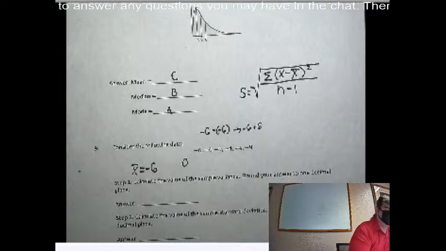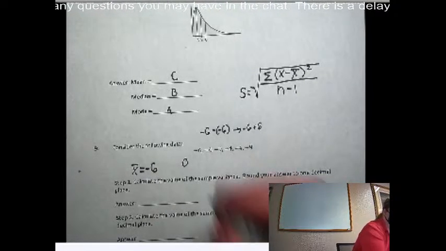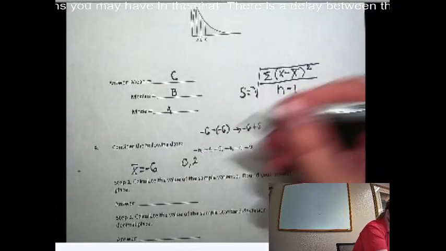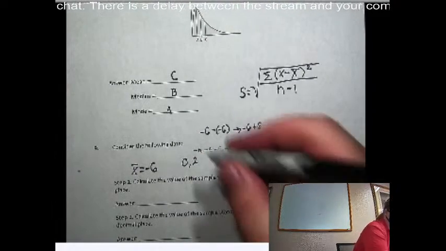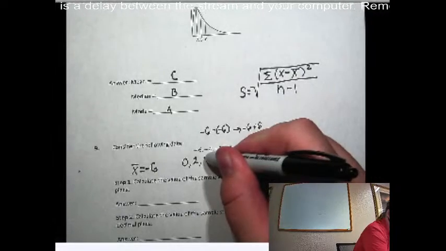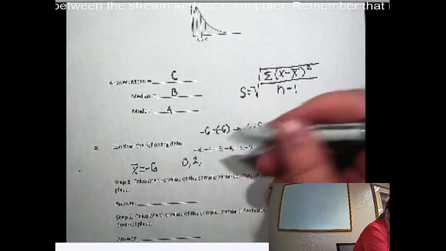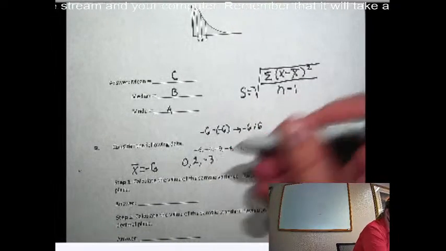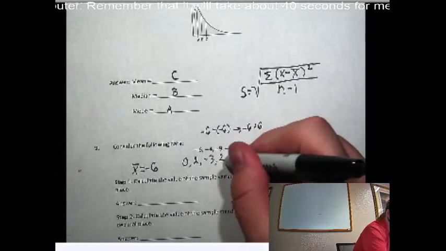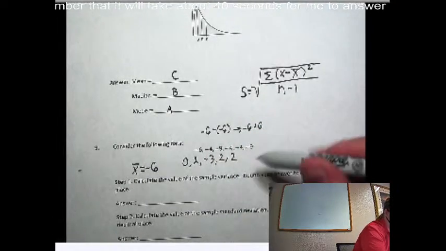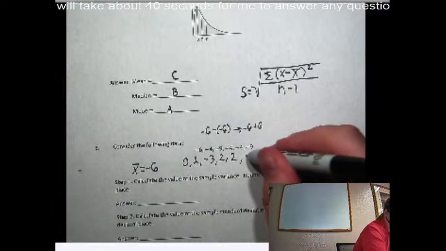So -4 plus 6 is 2. Negative 9 plus 6 is negative 3. Negative 4, we have another 2. Negative 9, we have another negative 3.